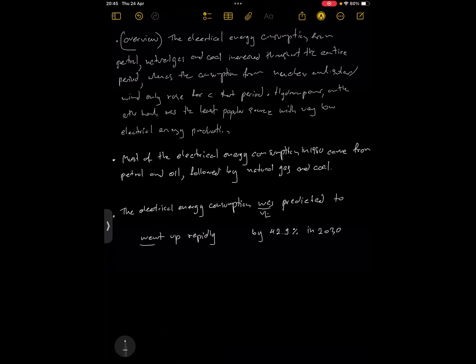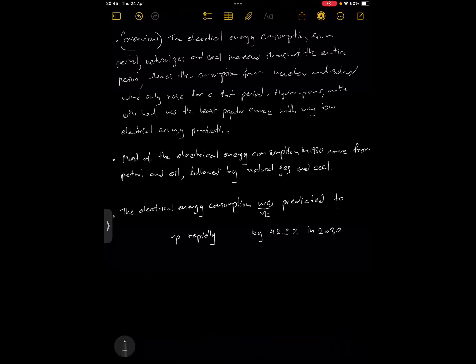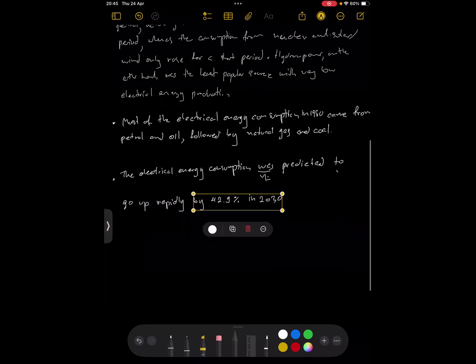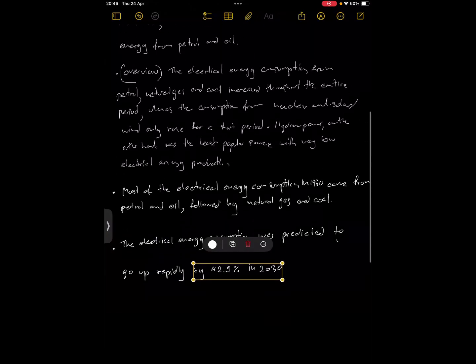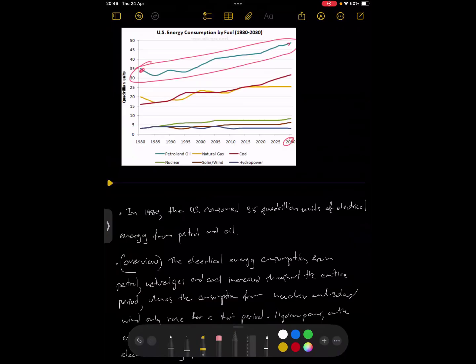Okay, now we have to change this into a non-finite verb, make it infinitive. So we already put a "to" here. So next we have to change that to "go." Was predicted to go up rapidly. Electrical energy consumption was predicted to go up rapidly by 42.9% in 2030.